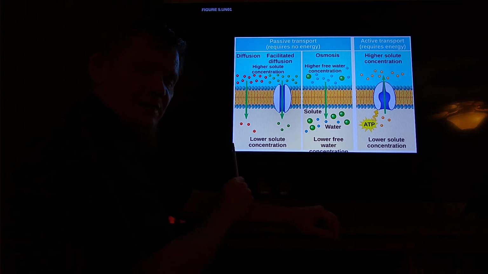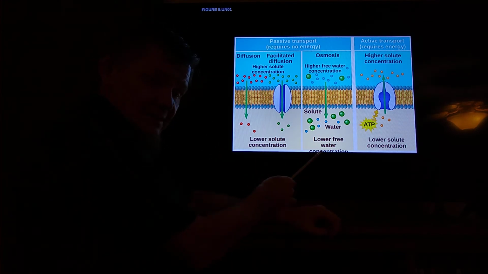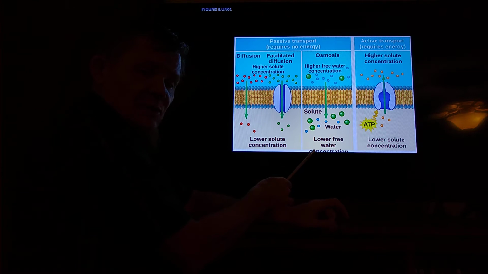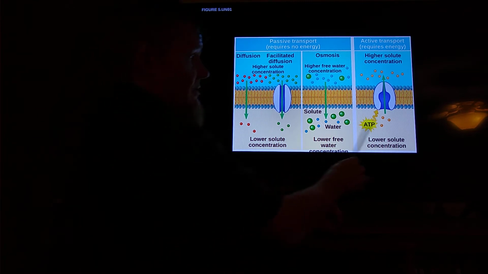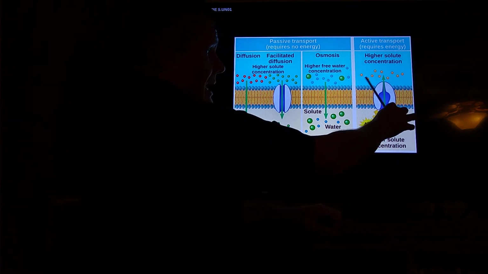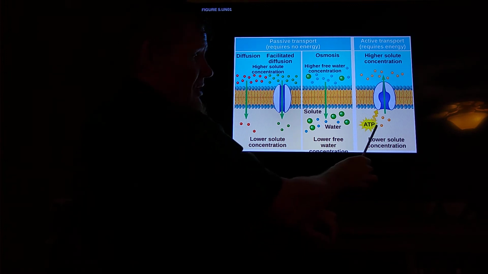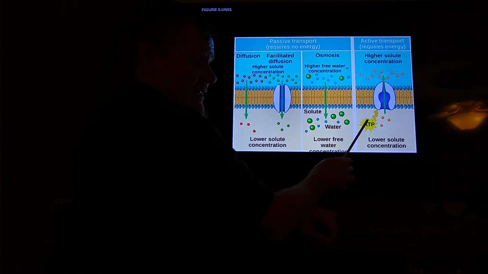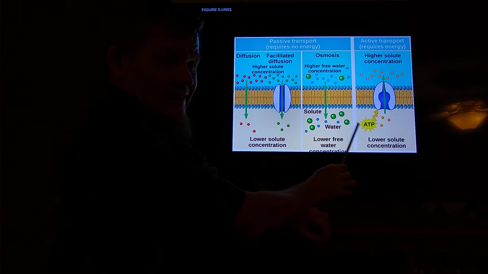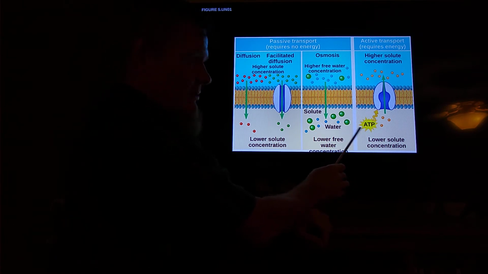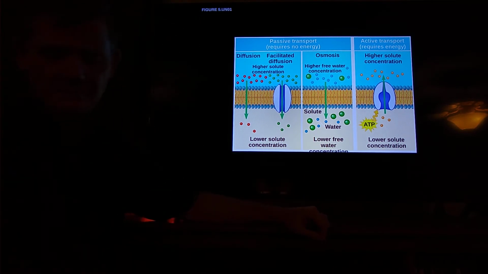And our most recent method of transport was active, and that's where you move it against the gradient. There's not much here. There's a lot out there, and I'm forcing it from where there's not much to where there's a lot. If I'm going to do that, I have to move them against the gradient, and to move stuff against the gradient, you have to spend energy to do so.